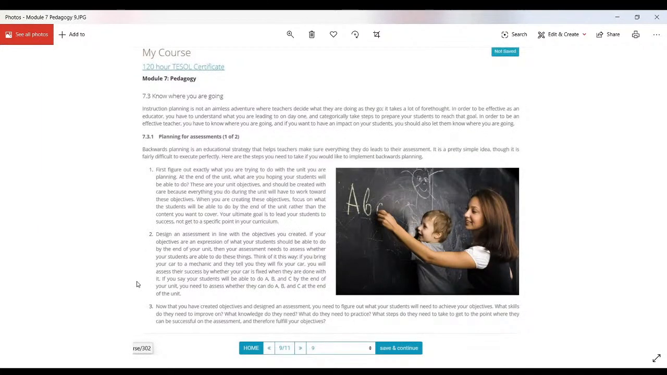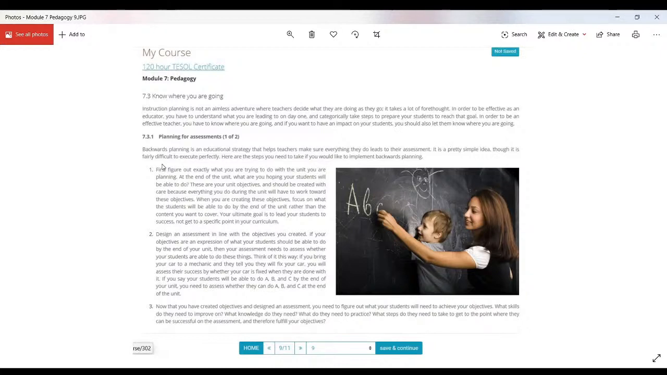The third part is know where you are going. Instruction planning is not an aimless adventure where teachers decide what they are doing as they go. It takes a lot of forethought. In order to be effective as an educator, you have to understand what you are leading to on day one and categorically take steps to prepare your students to reach that goal. In order to be an effective teacher, you have to know where you are going. And if you want to have an impact on your students, you also let them know where you are going.